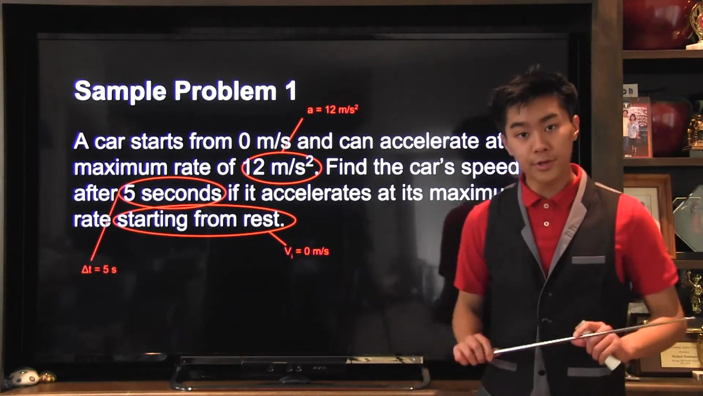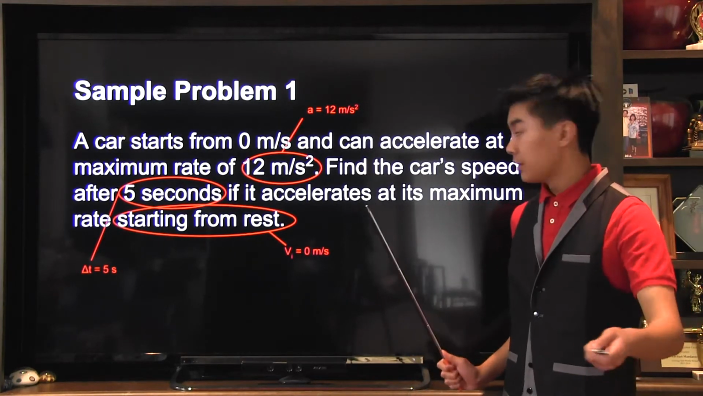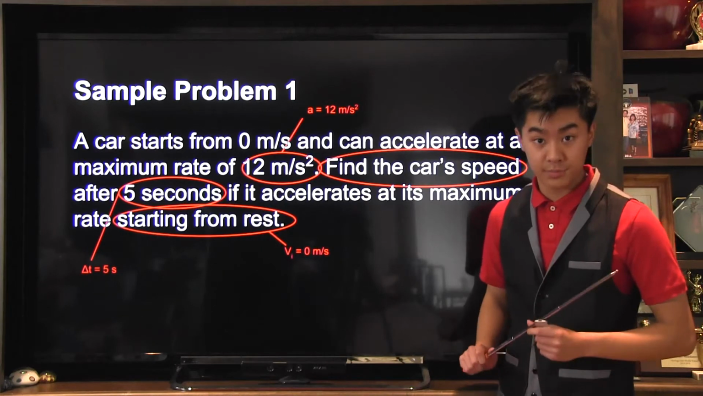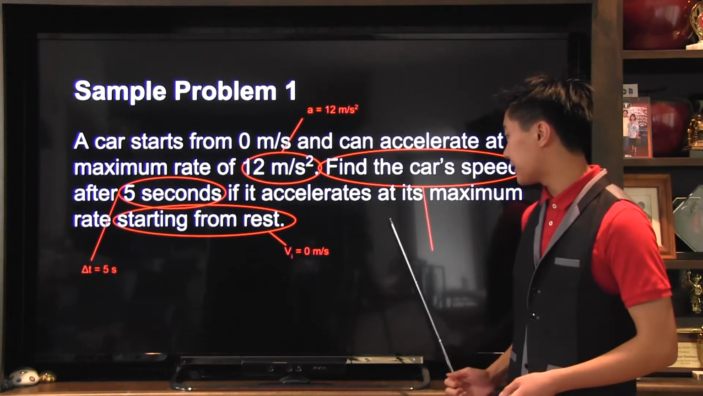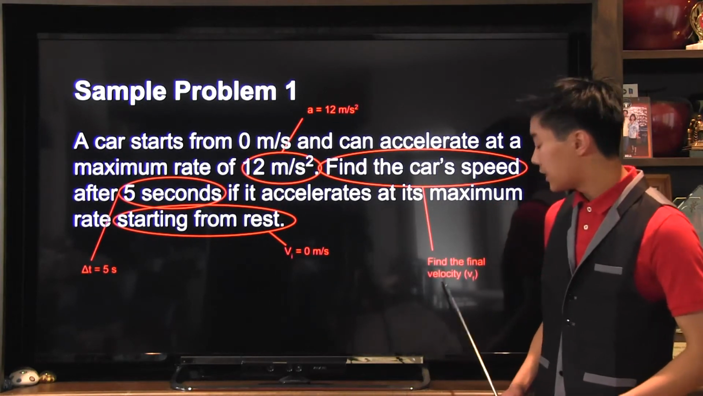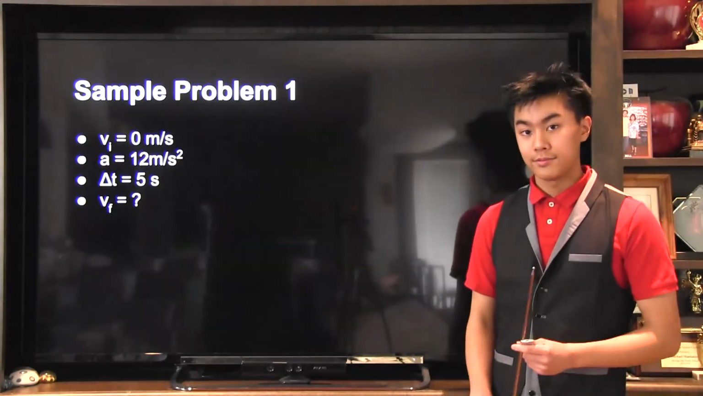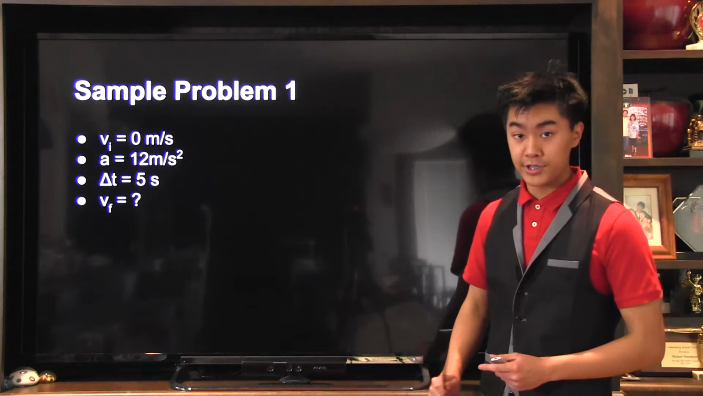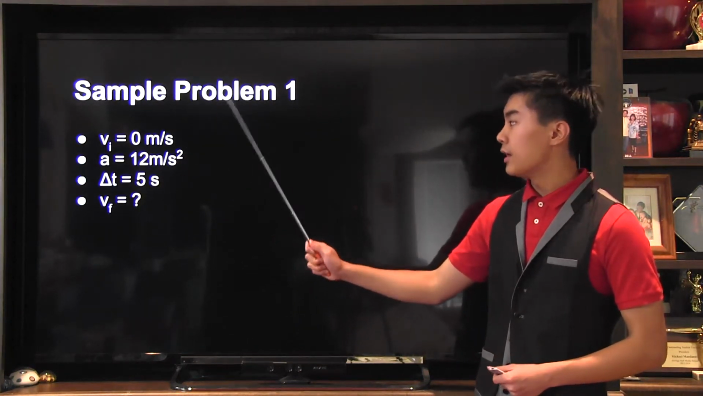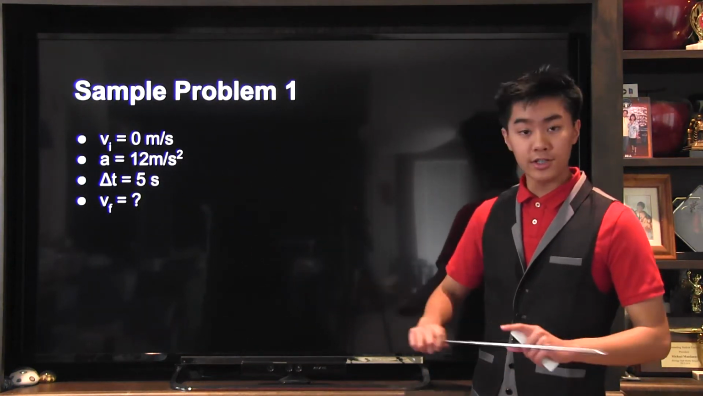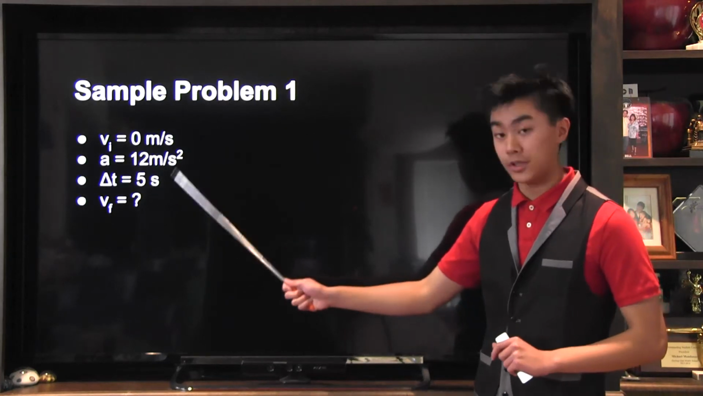Now, what we are trying to find is right here. We are to find the car's speed. Now what that means is that the unknown in this equation is V subscript F, or final velocity. Now, here's a list of everything we know. We know the initial velocity, acceleration, the change in time, and our task is to find the final velocity.